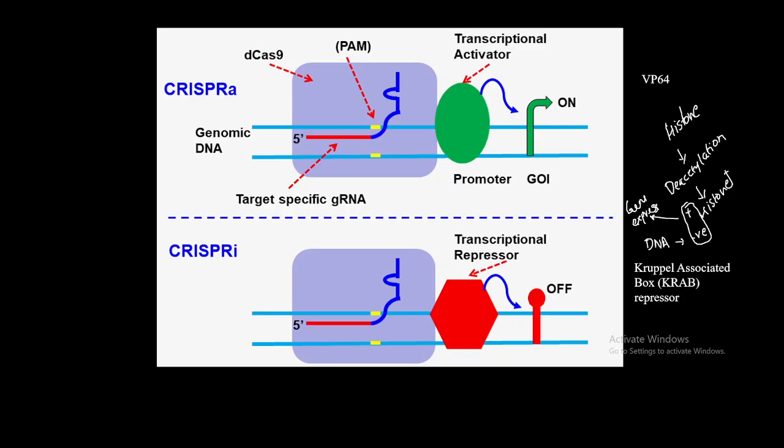And that is the reason HDAC inhibitors are basically used. HDAC inhibitors will block this deacetylation process, and therefore the DNA and the histone proteins will not interact, and the gene expression is going to be repressed. And this is what is done by the KRAB repressor. They modify the histone proteins. If they modify the histone proteins in such a way that the deacetylation is blocked, then the gene expression is going to be blocked as well.